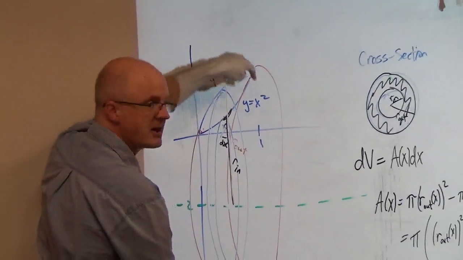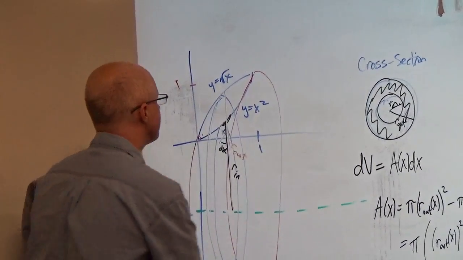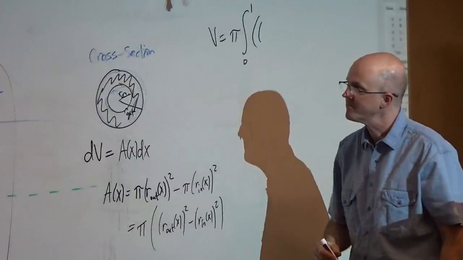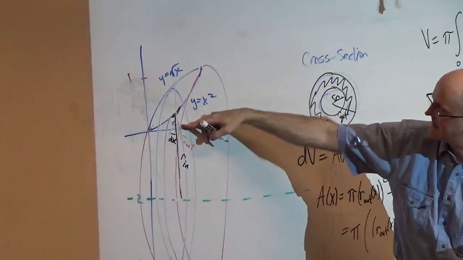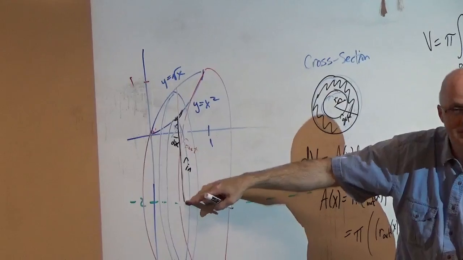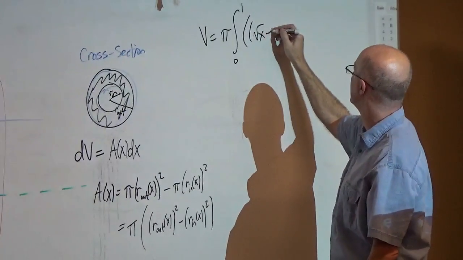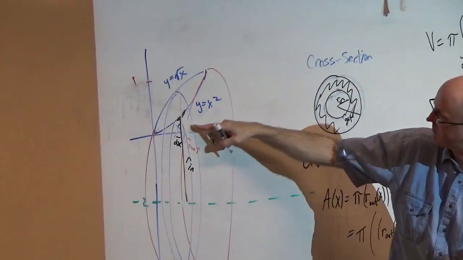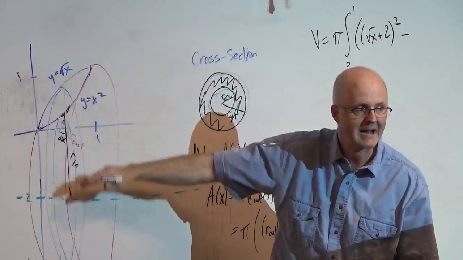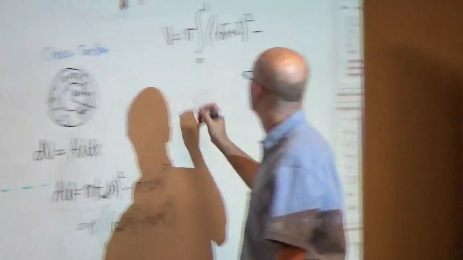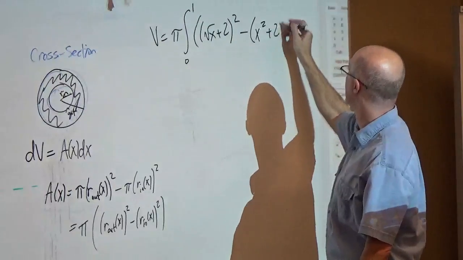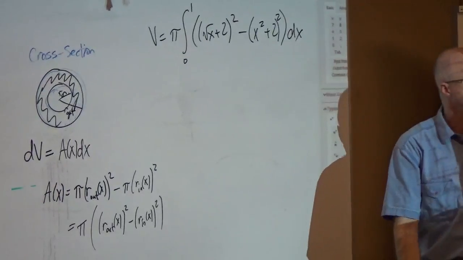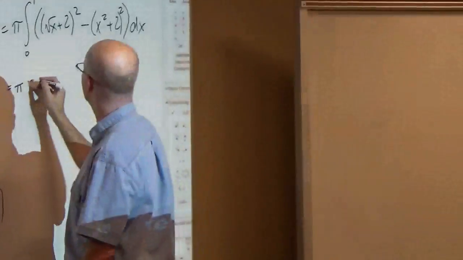They depend on x, depend on these functions, but they're not equal to those functions. R out is going to be square root of x, this distance from here to here, plus 2. That gets squared. And R in is not x squared, because that's that distance, but x squared plus 2, because that axis is down at -2. And this is definitely doable. Let's go ahead and do it.